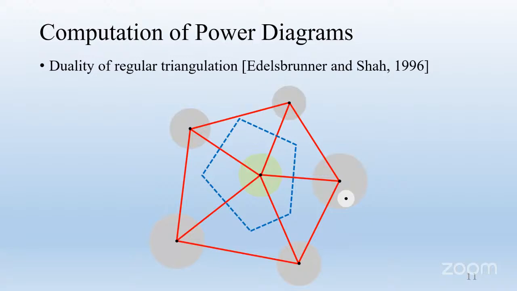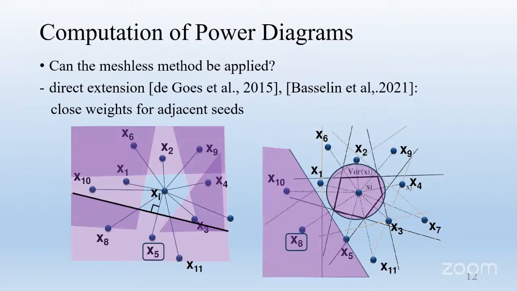A more common approach is based on the duality between the power diagram and the regular triangulation, which is similar to the duality between the Voronoi diagram and the Delaunay triangulation. Although there have been robust and high-quality implementations of this method, the problem is still the high cost in constructing the regular triangulation of the given weighted seeds. So we are interested in the computation of power diagrams without the construction of triangulations.